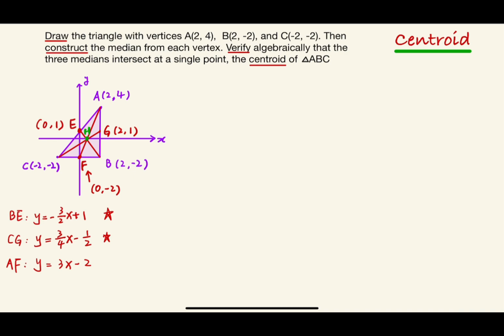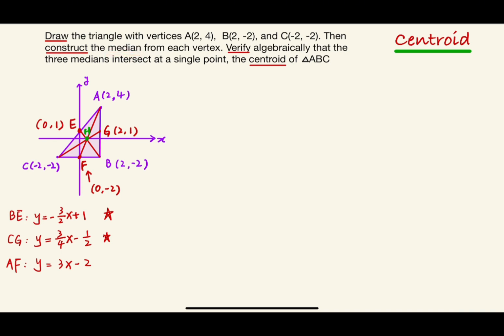We need to locate the midpoint for every side of the triangle ABC first. These are midpoints E, F, G for the corresponding sides AC, BC, and AB. Then we just need to connect this vertex with this midpoint, and this vertex with this midpoint, and vertex A with this midpoint. We can get the corresponding medians.